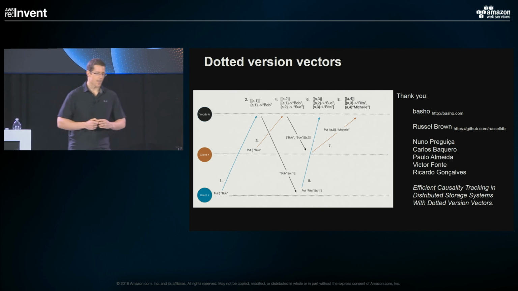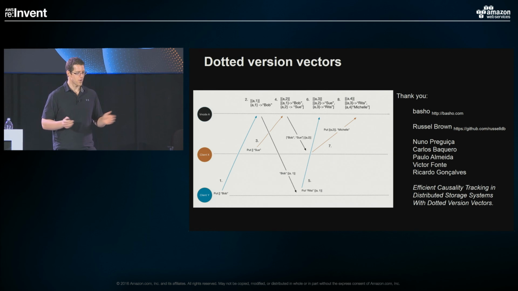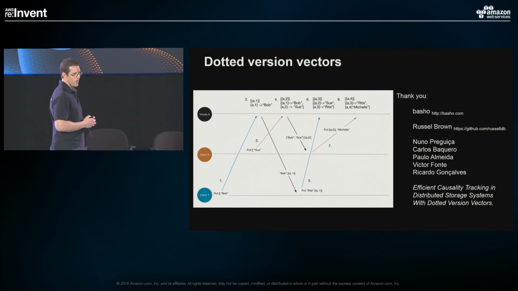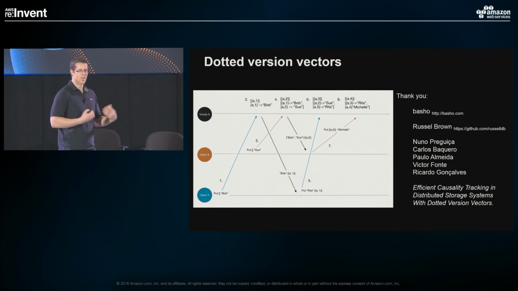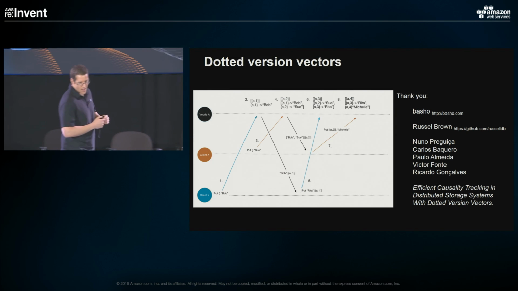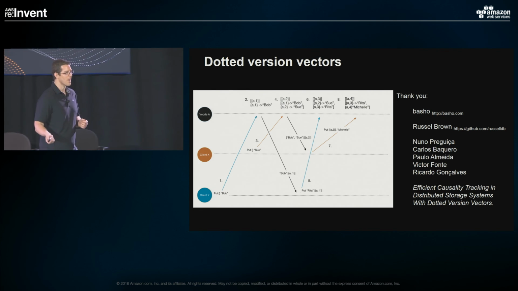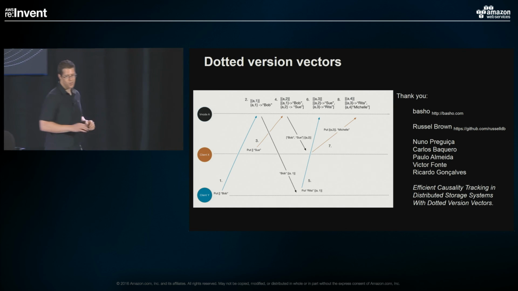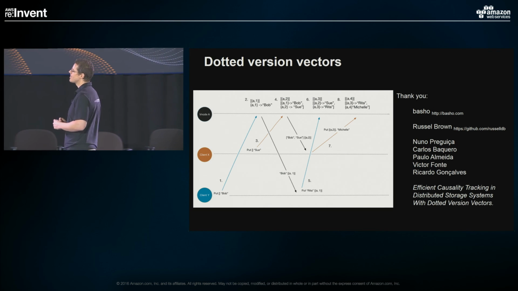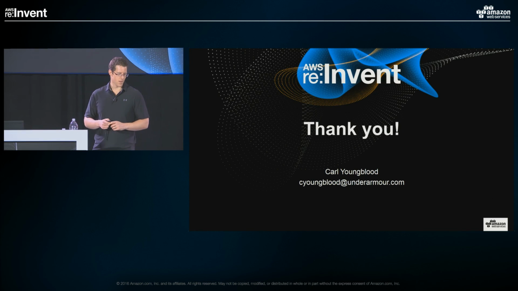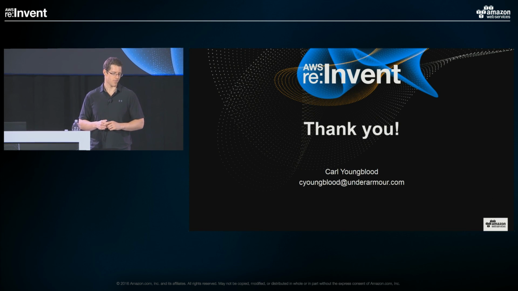But yeah, I learned a lot from these people, and I'm by no means the expert, so I wanted to give them credit. Russell Brown, I think, did a lot of the work of translating some of the academic papers into these blog posts, so that's why he's up here. Nuno, Carlos, Paulo, Victor, and Ricardo are the authors on this paper at the bottom, who drove a lot of the work on dotted version vectors itself, which is a new thing as of a few months ago, I think. So yeah, there's a big world out there to explore, but that's all I've got.